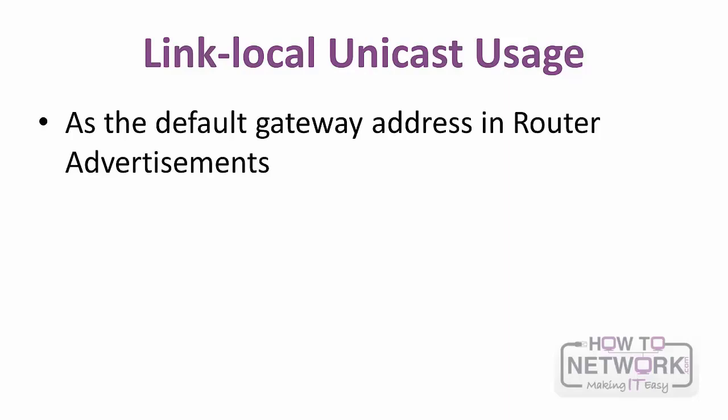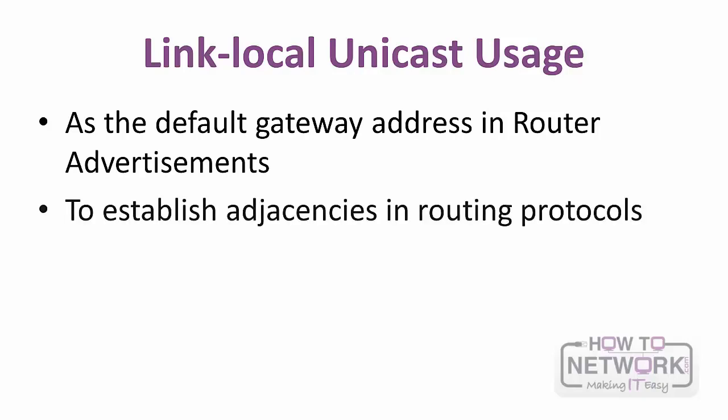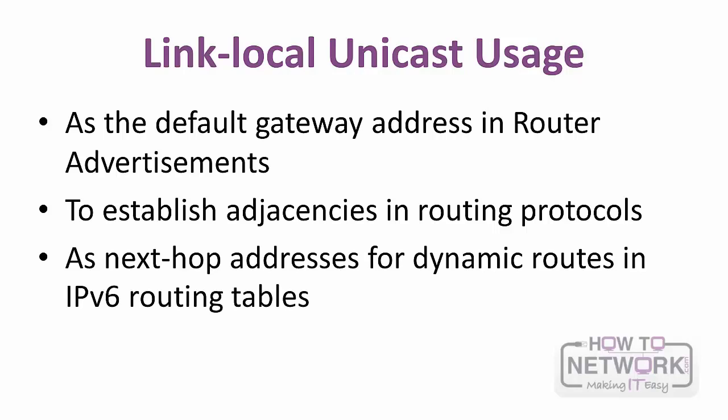Link local addresses are used in the following ways. Routers use their link local address as the default gateway address in their router advertisements. Routers running protocols such as EIGRPv6 and OSPFv3 employ their link local addresses to establish adjacencies. Dynamic routes in IPv6 routing tables use link local addresses as their next hop addresses.